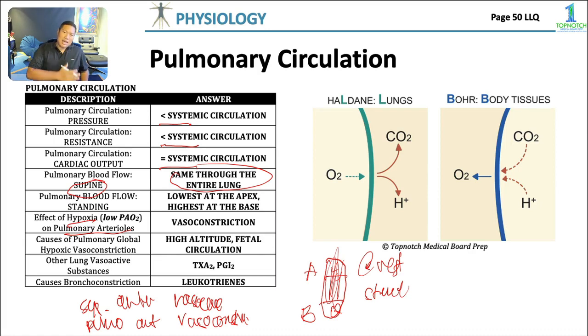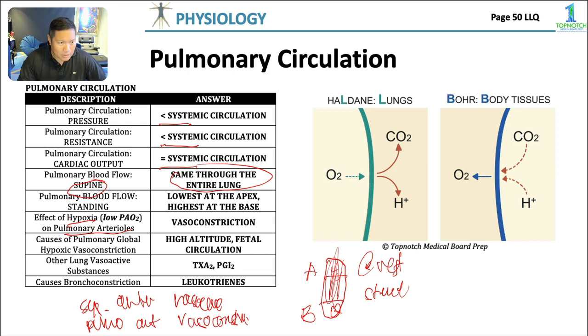The lungs does not have uniform ventilation. Some areas are better ventilated than others. Since the blood in the pulmonary arteriole, the goal is to pick up oxygen, hindi siya pupunta sa lugar na wala masyadong oxygen. So magva-vasoconstrict yung pulmonary arterioles to shunt blood towards better ventilated areas, those that carry more oxygen.